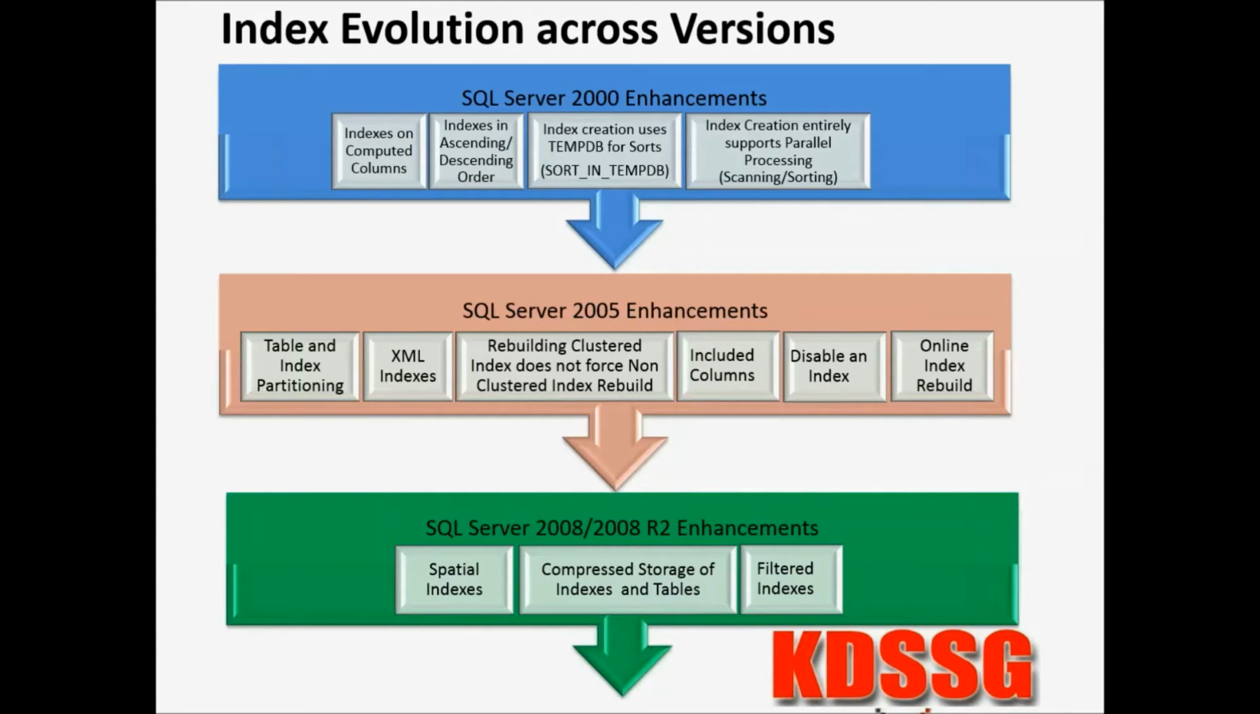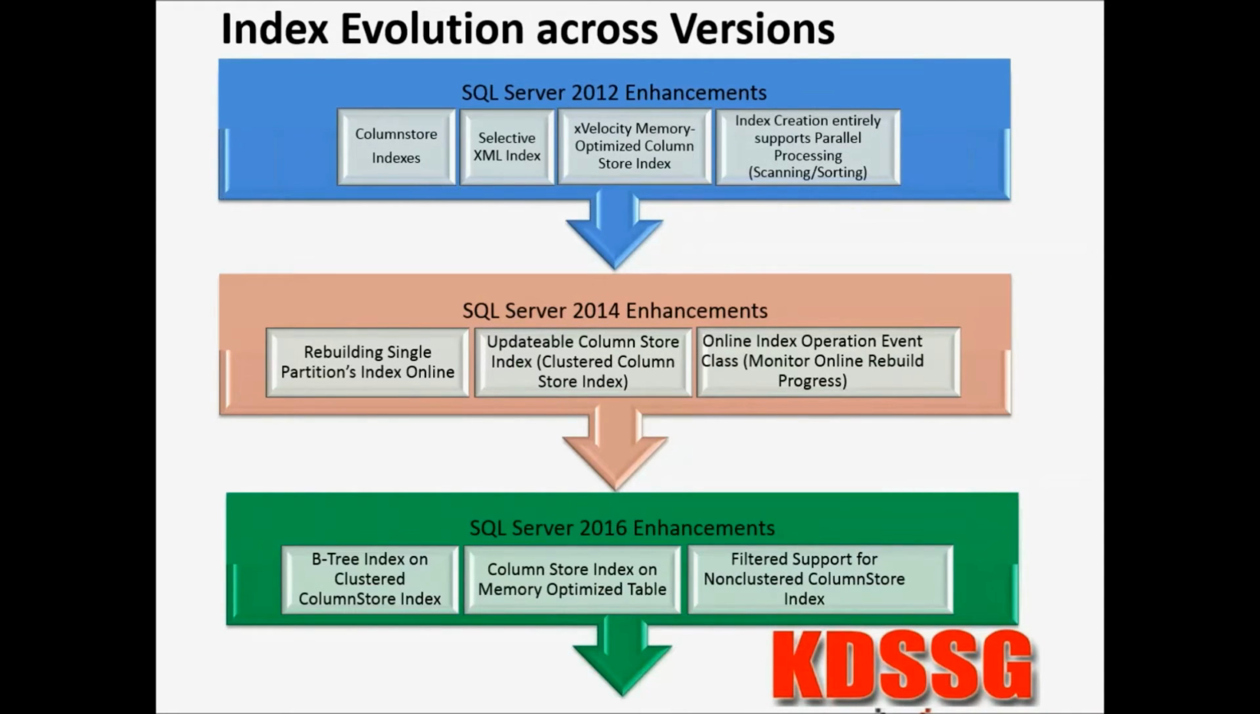In 2008, there was a great enhancement called spatial index, where geographical data can be indexed as well. You can compress the storage inside indexes and tables. And there's an enhancement called filtered indexes, which means you can put a condition when you create an index. That was one great enhancement in 2008 R2.